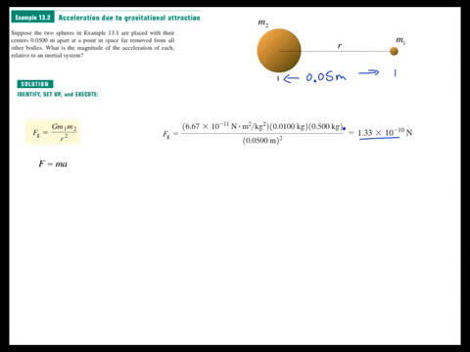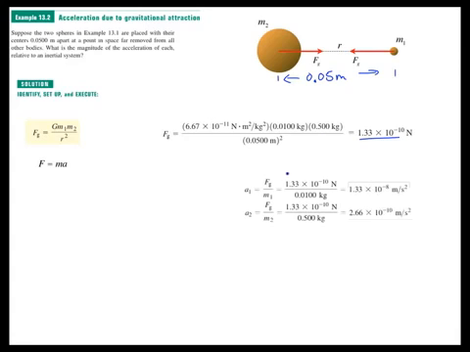The gravitational force is always attractive, so the directions are shown. This sphere feels a force F sub g to the right, and this sphere feels exactly the same force to the left by Newton's third law. Given these forces, we can now calculate the magnitudes of the accelerations by simply dividing by the masses as shown.